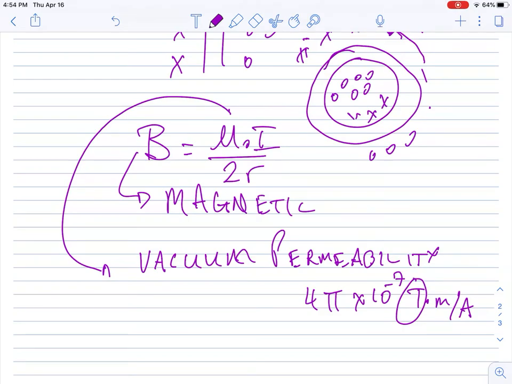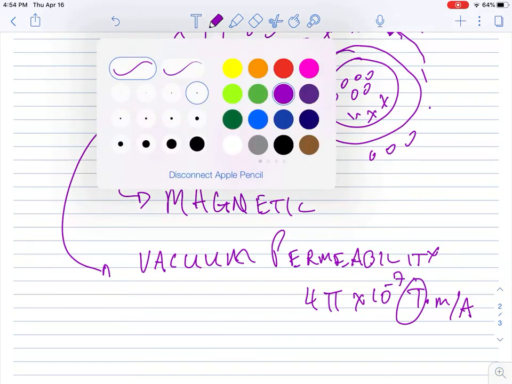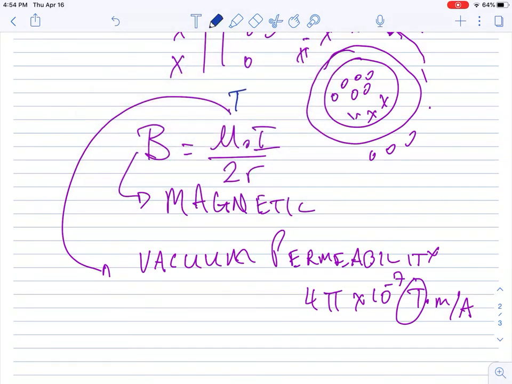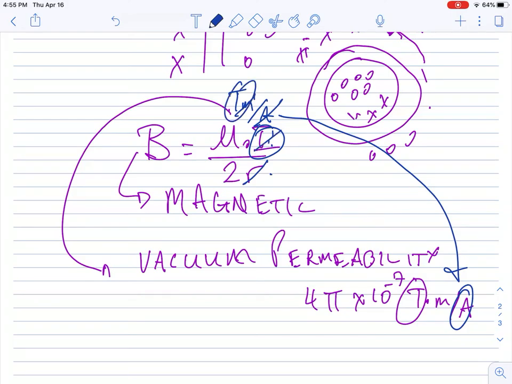So if you look at what happens with the units, mu naught has units of Tesla meters over amps, okay? And I screwed that up. That's not area, that's amps. So what's going to happen is that the meters are going to cancel out. This is current, so that's going to cancel out those amps, and you're left with Teslas. So that's what that magnetic field strength is going to be measured in.